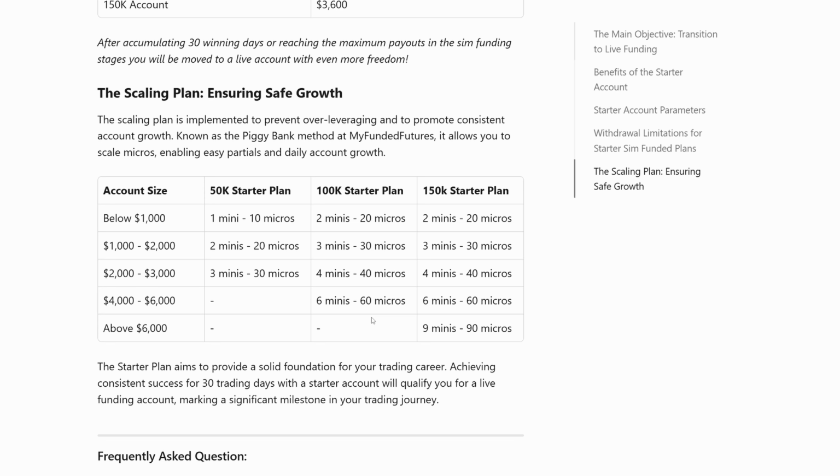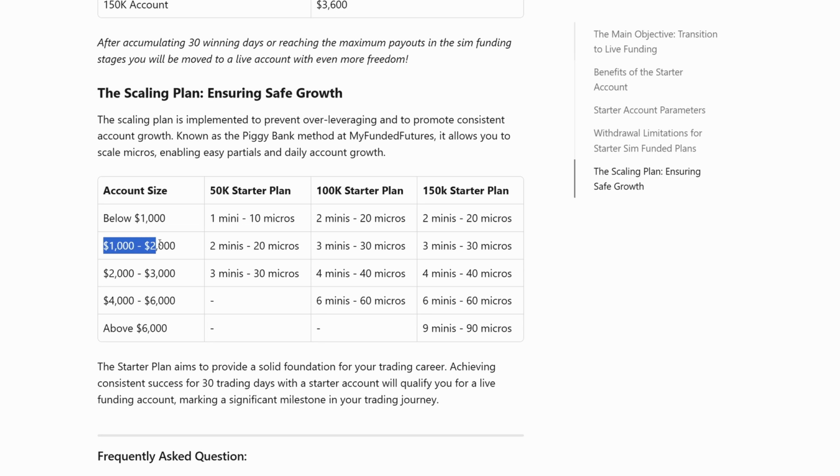Now, when we come over and we look at this scaling plan, this doesn't really trip me up too much. I don't mind this. I think it's actually a good thing because if you think about this, you only have $1,200 of drawdown because of the daily loss limit. You can see right here, if your account has less than $1,000 of profit, you can trade 1 mini or 10 micros.